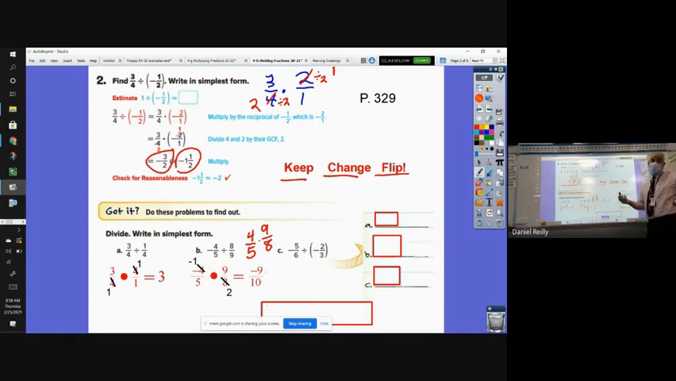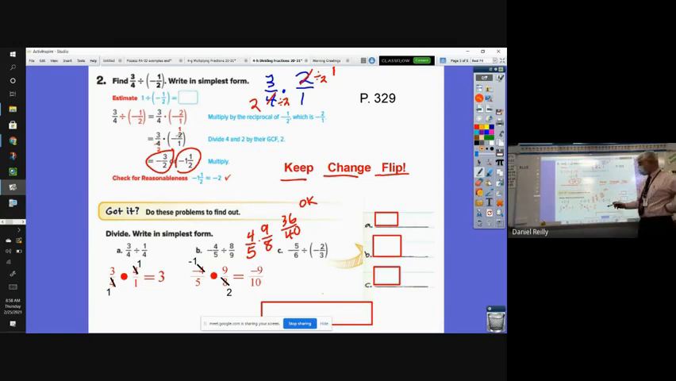Cross reduce. And I'll say, oh, I forgot to cross reduce. And I get 36 over 40. That's okay. You just have to simplify this. 36 and 40 are both divisible by 4. So this comes out to 9/10. It's okay if you don't cross reduce. You just have to reduce at the end.